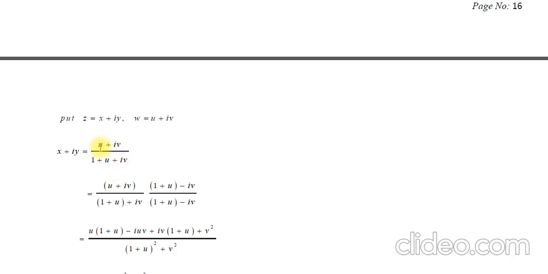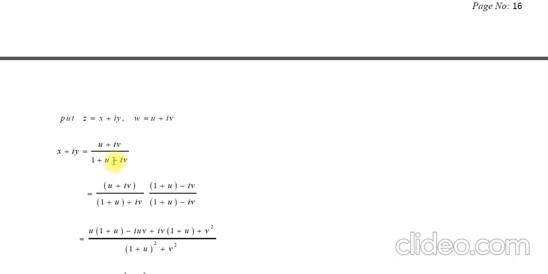So I should bring it to the standard complex format. What is the standard complex format? Real part plus imaginary part. To bring any complex number to a standard form, keep one thing in mind: in the denominator, I should not have a complex number.